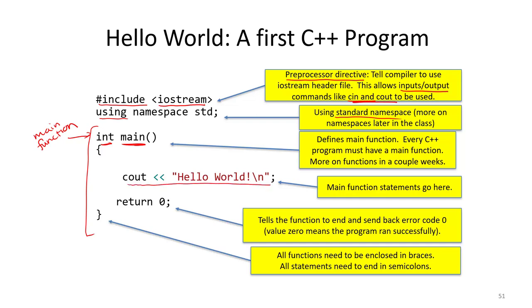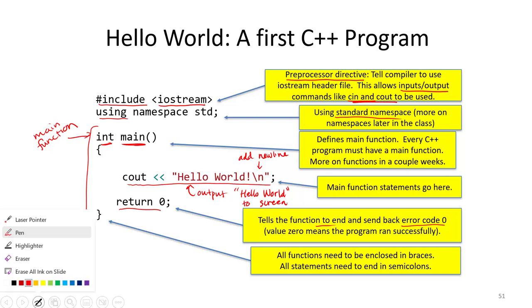In this case, we're simply outputting hello world to the screen. And this backslash n will add a new line. Basically the same as pressing the enter key at the end of your statement. Finally, the return 0 tells the function to end and send back essentially an error code 0. We often use these sorts of codes to help debug or design programs to be testable, but for the purpose of our class, we always use return 0 here to just let our compiler know that everything ran successfully.